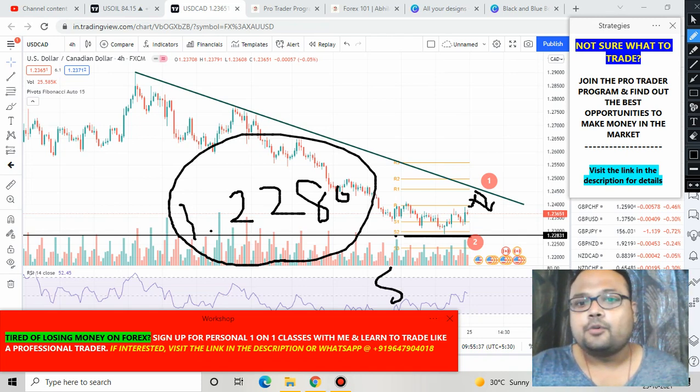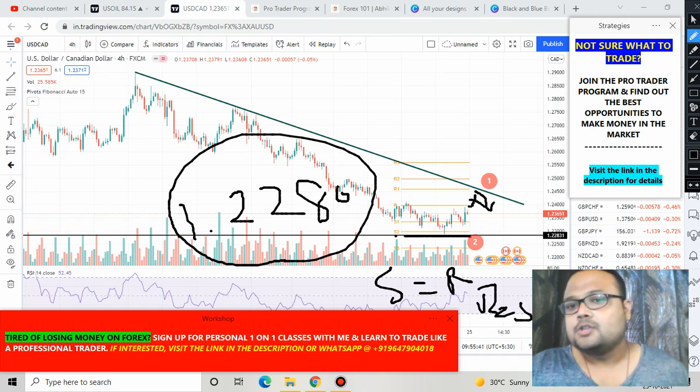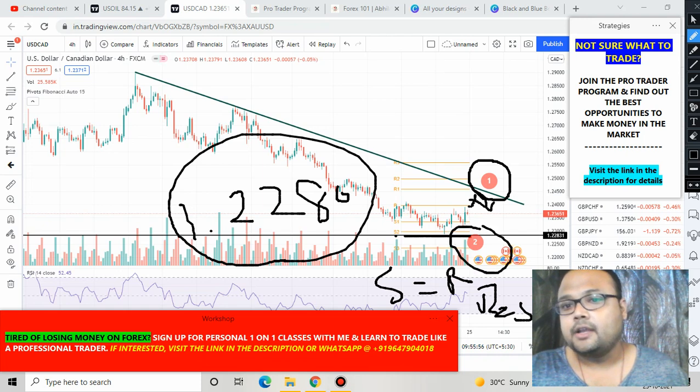Support becomes resistance in the market, and resistance becomes support in the market. So if the market starts trading below this level for 4 to 6 hours, this will be the new resistance. Short the market at the trend line, that is the first trading opportunity, and short the market below 1.2280, this is our second trading opportunity.